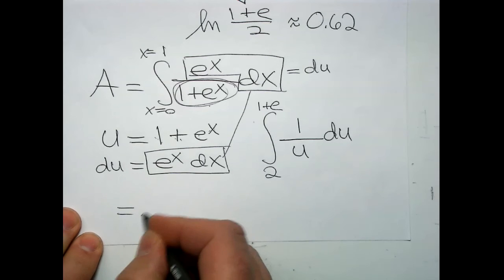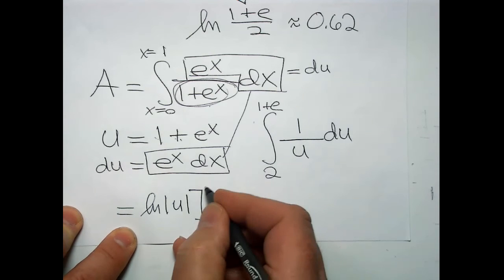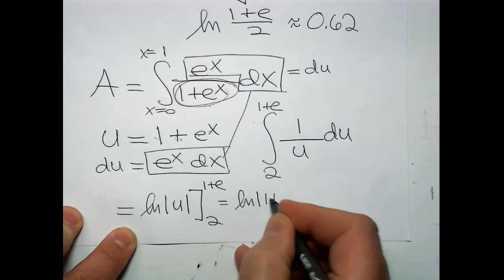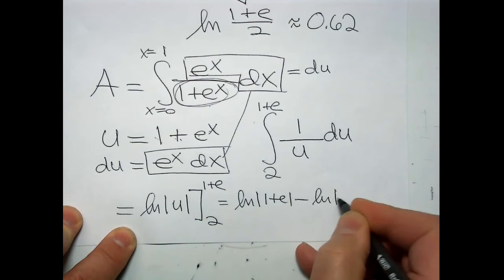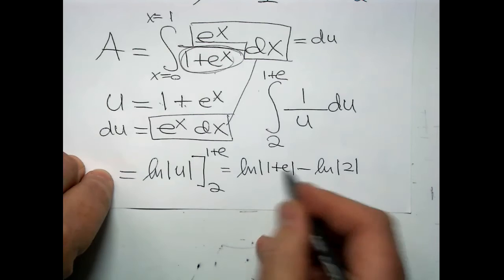But look at the integral we have. Integrate 1 over u is natural log of u. We know that. So this becomes the natural log of the absolute value of u, run out from 2 up to 1 plus e. So we get the natural log of 1 plus e minus the natural log of 2. And we don't need the absolute values anymore because these are both positive.